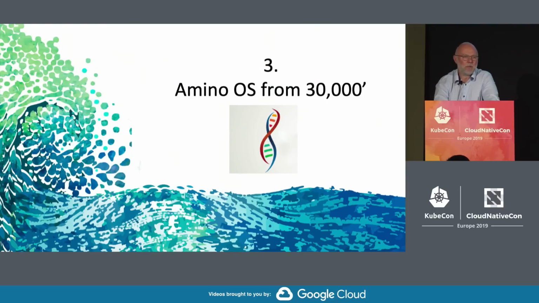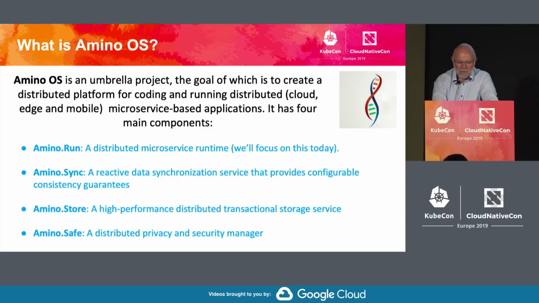So, what do we do about this is the question. We don't have time to go into all the details, but we have this umbrella project which we've called Amino.OS. Basically, we think that ultimately what we need is a distributed operating system. And we think that will probably be comprised of at least a few subsystems, one of which needs to manage distributed microservices. And that's what we'll be focusing on today.